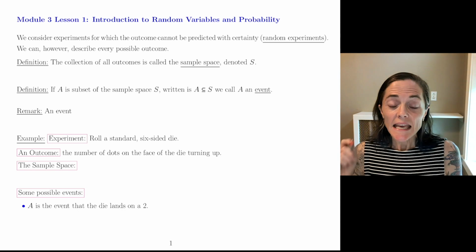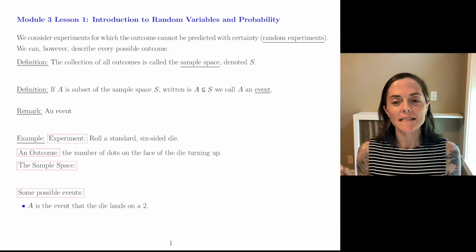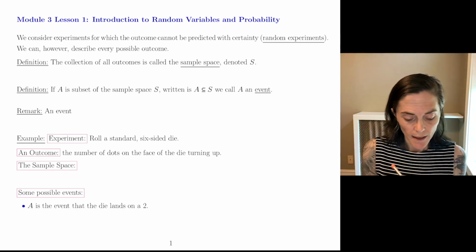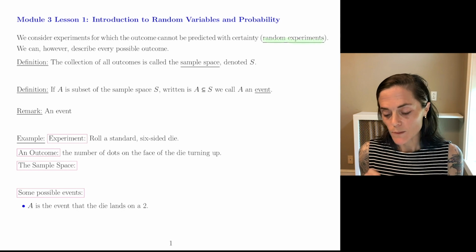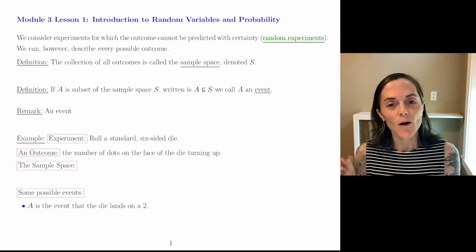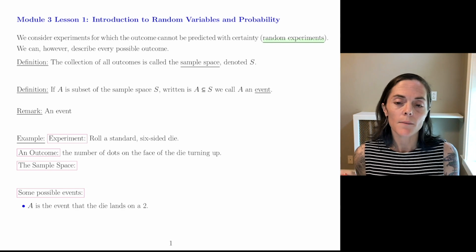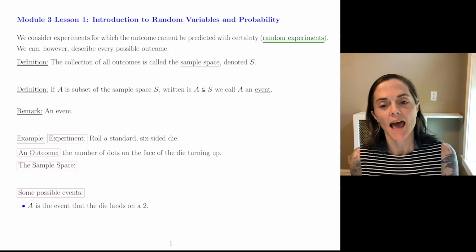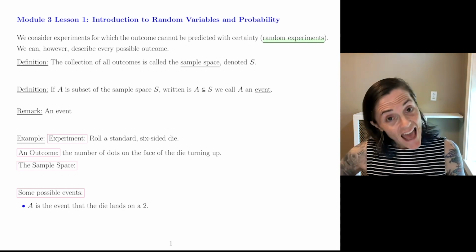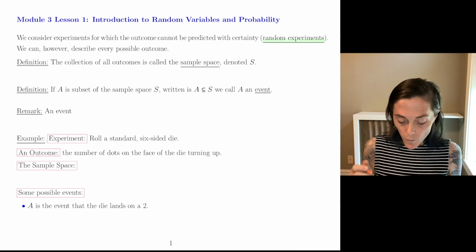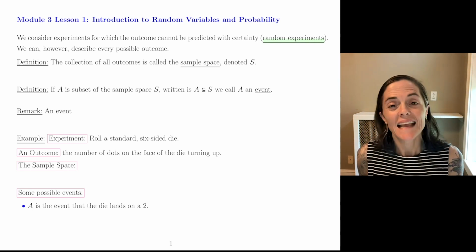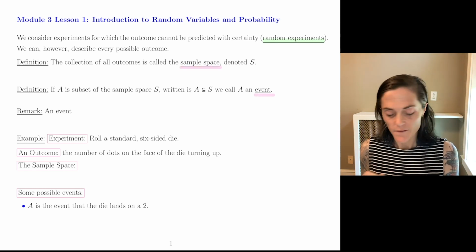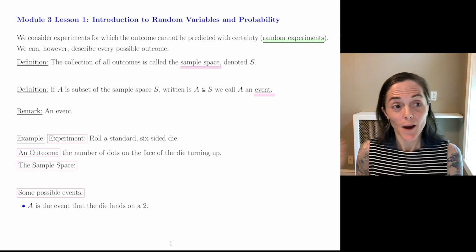Well, in probability and statistics, we consider experiments for which outcomes cannot be predicted with certainty, and these are called random experiments. We can, however, describe every possible outcome, and the set of all possible outcomes is called the sample space. It's denoted S. Now, if A is any subset of the sample space, we call A an event. So far, we have defined the words sample space and event, two important words in probability.